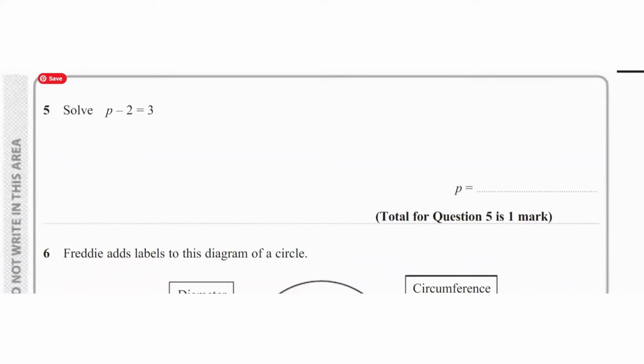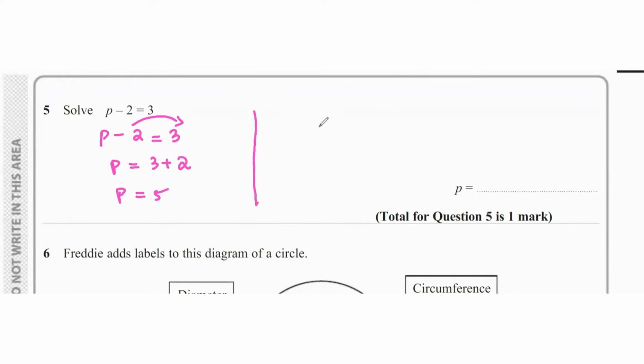Question 5 says solve p minus 2 equals to 3. So to solve p minus 2 equals to 3, one method is that you move -2 to the other side, and that makes it 3 plus 2. Whenever we move a term from one side to the other, the operation performed changes. So in this case, 2 was being subtracted from p. On the right-hand side, 2 will be added to 3. So that gives us 5.